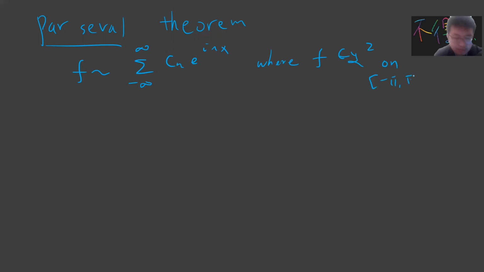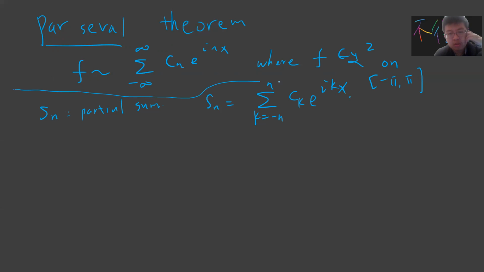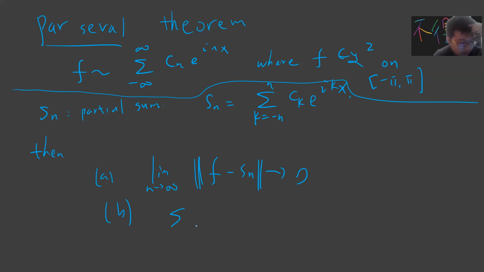It's on negative pi to pi. Let S_n be the partial sum, which means the sum from k equals minus n to n of c_k e^{ikx}. Then the first part is that the limit as n goes to infinity of the norm of f minus S_n is 0. And the second part, Parseval: the sum from negative infinity to infinity of |c_n| squared equals 1 over 2 pi times the integral from negative pi to pi of |f| squared.